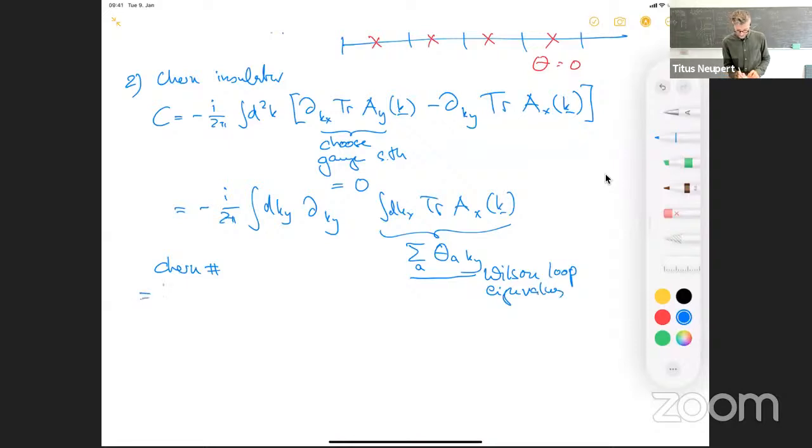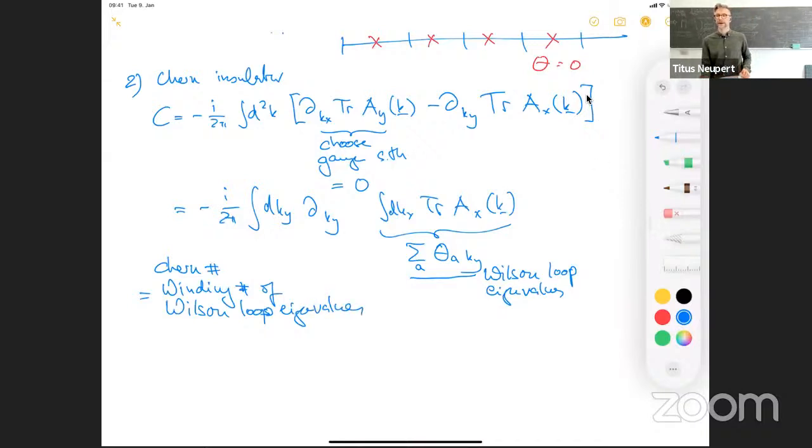So the Chern number is the winding number of the Wilson loop eigenvalues. Now there is a question: do the components of the projected position operator along different directions always commute? What would it mean that we can find a basis of functions whose Wannier centers are well localized along all directions at the same time?